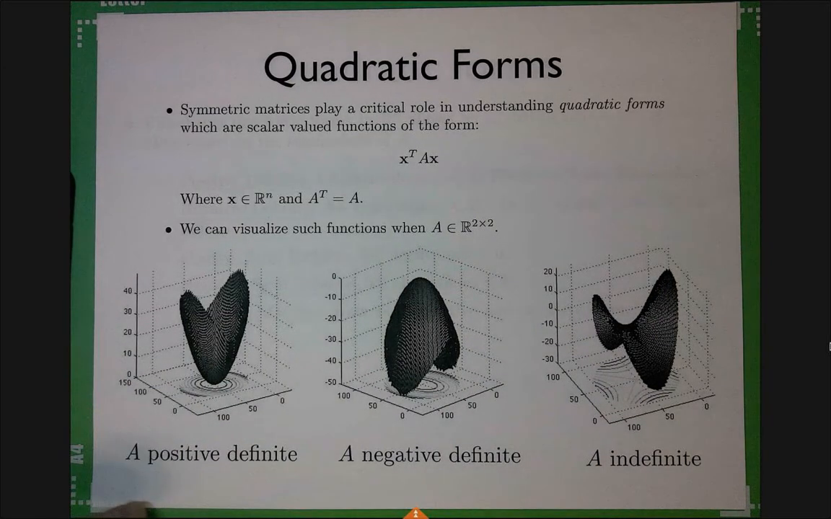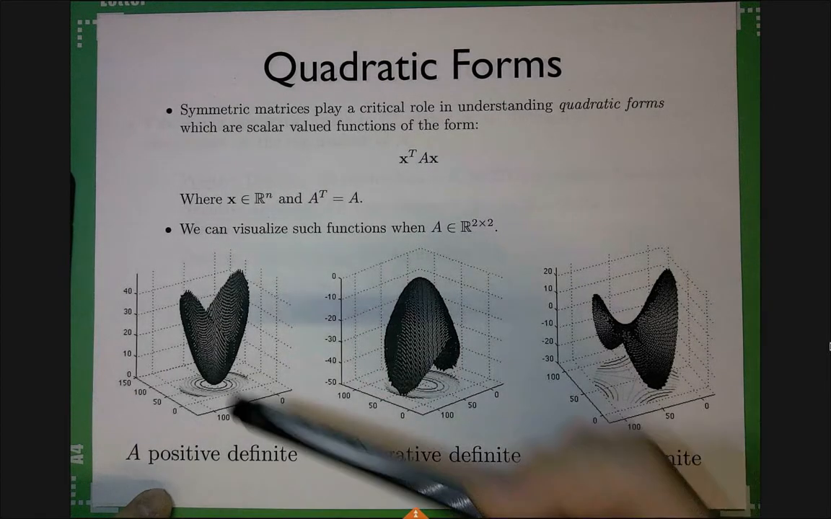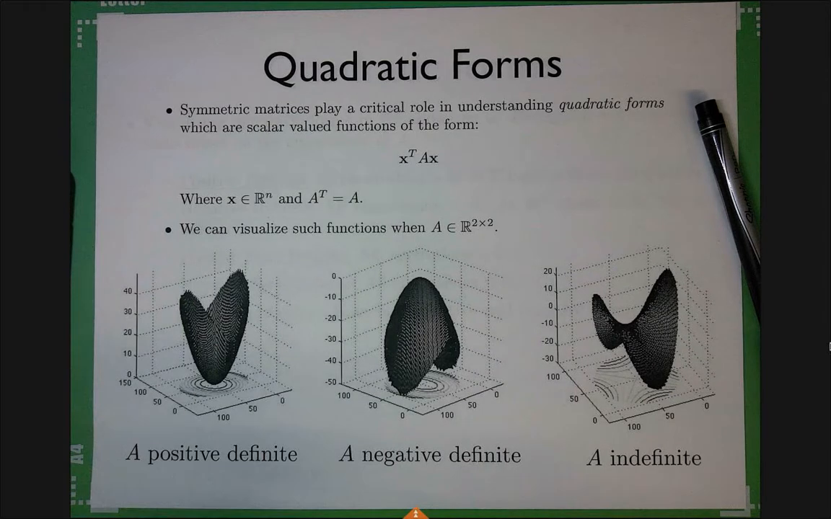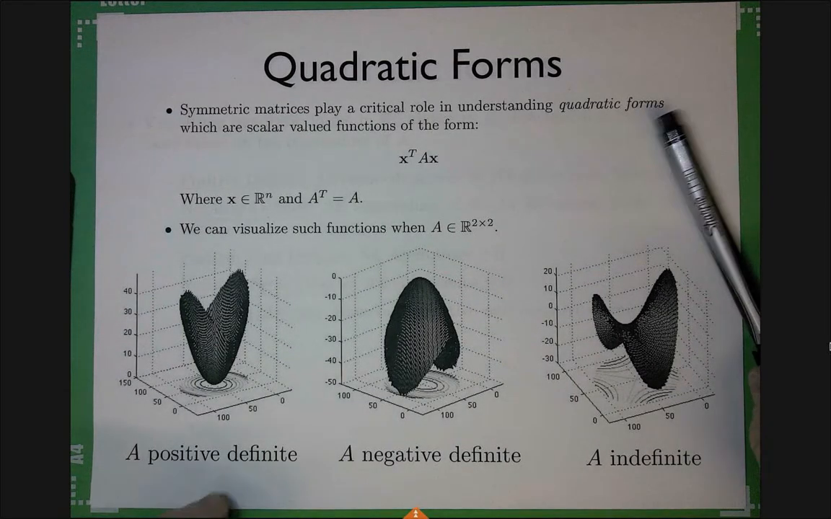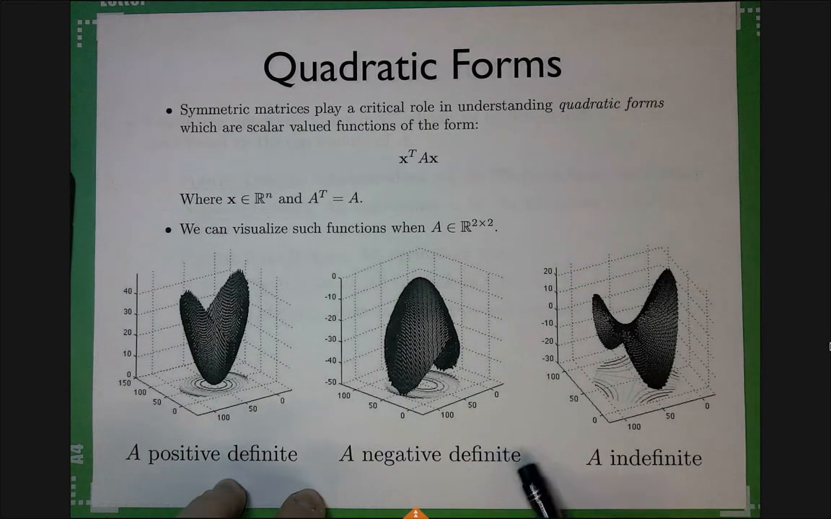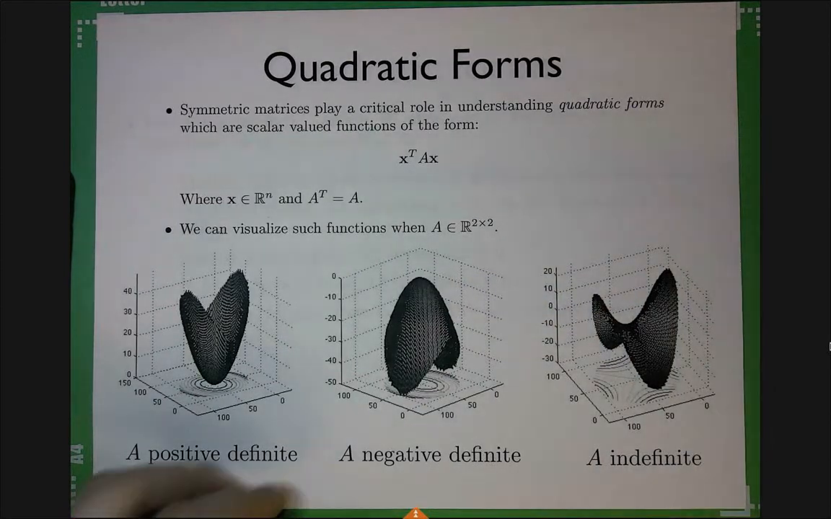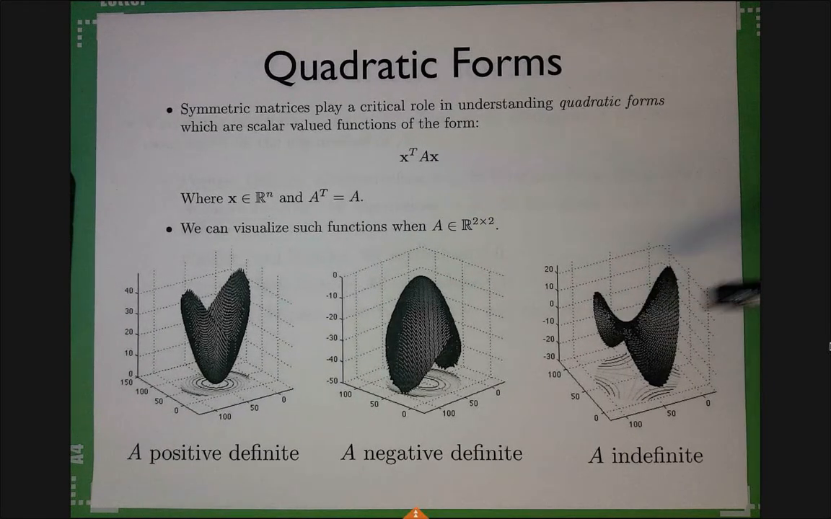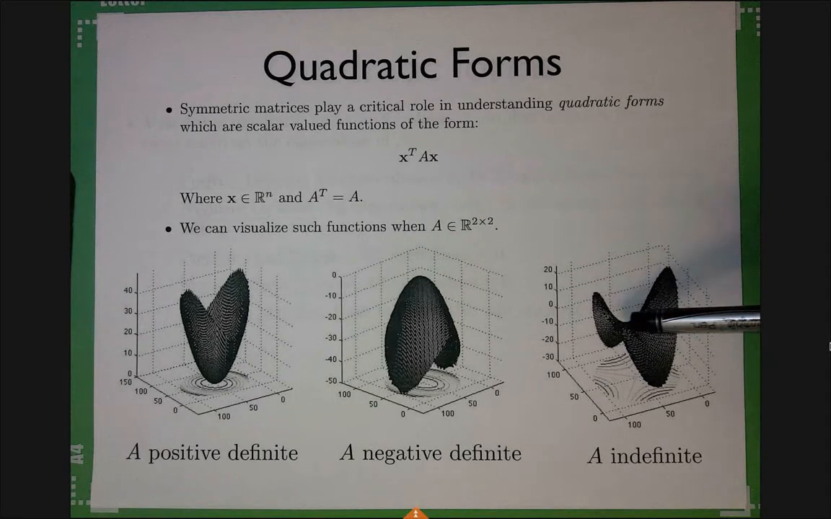But the really important point, what I want you to remember, is that for positive definite, you get a convex function. It looks like a bowl, or like a valley, or whatever you want. Negative definite is like the opposite shape. If you turn it upside down, it's like a peak. And the cool case, and sometimes problematic case, is the indefinite one.